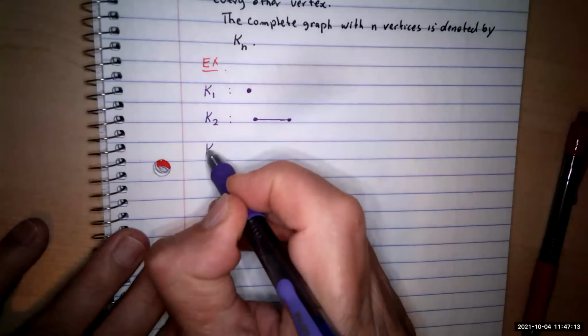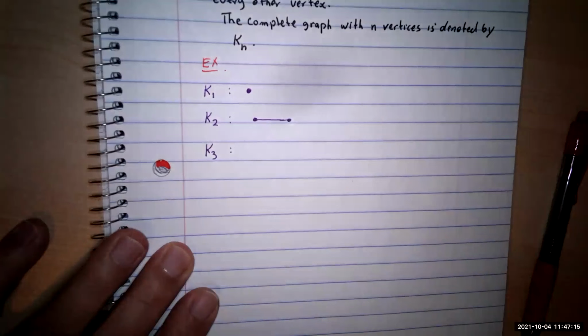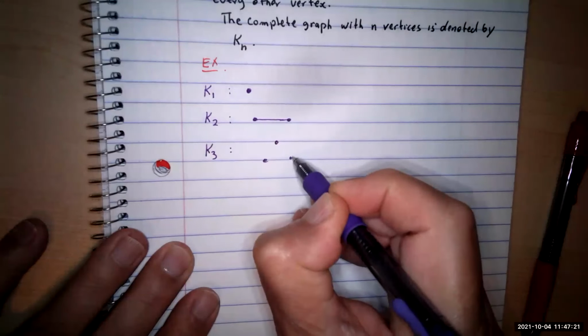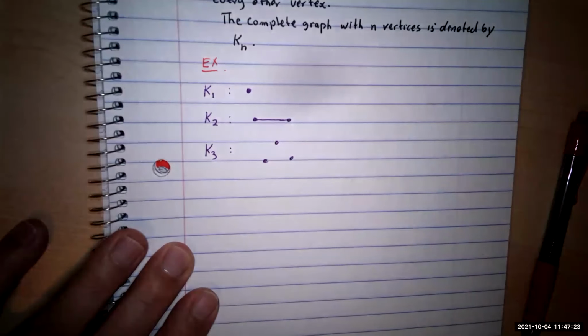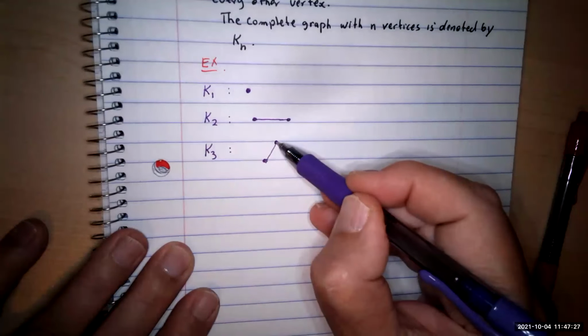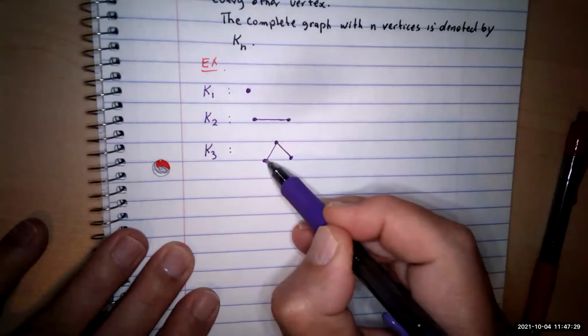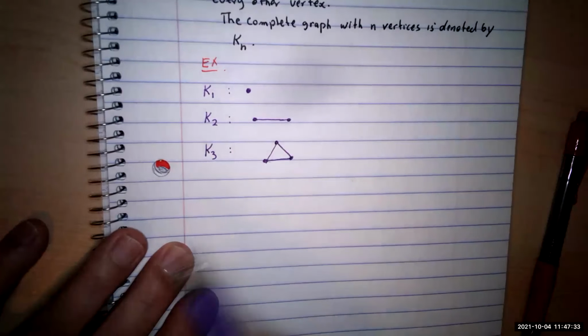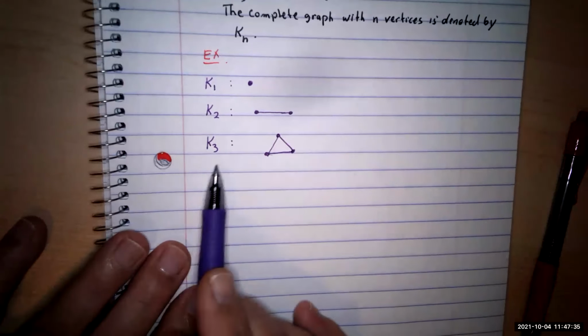K3, three vertices, 1, 2, 3. Each vertex must be connected to each other, to the rest. That's it. The degree of each vertex is 2, which is 3 minus 1.